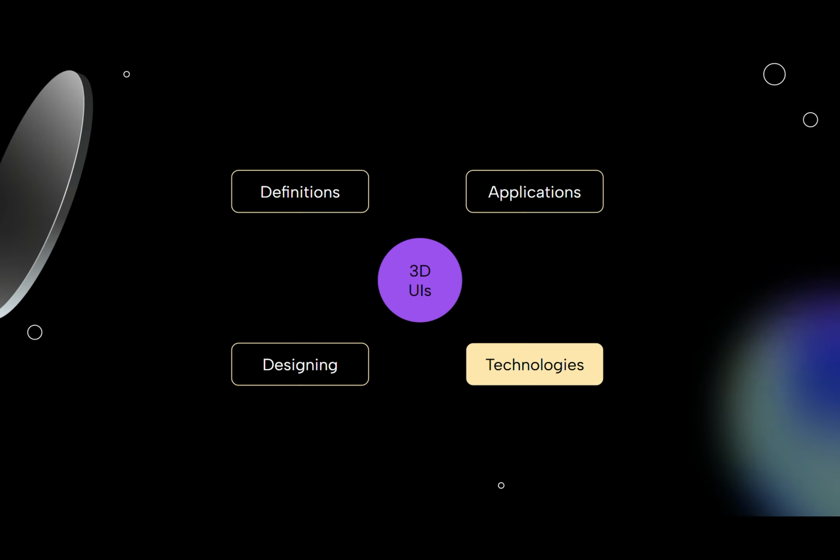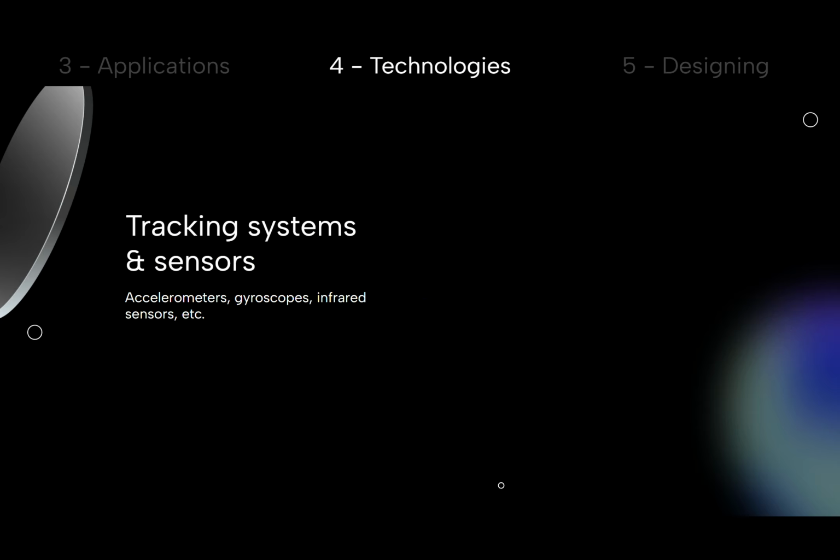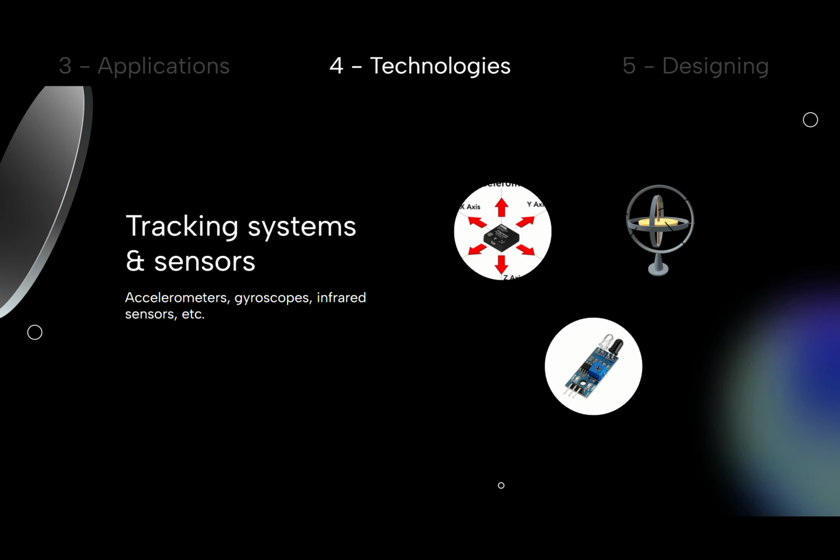Now about the technologies behind the 3D user interfaces. Some key components are the tracking systems and sensors, with the accelerometer, gyroscope, and infrared sensors. Indeed, they are the cornerstone of 3D UIs. For instance, systems like the Microsoft Kinect utilize body tracking to enable users to control actions with gestures, while mobile devices use built-in sensors to facilitate 3D interactions.